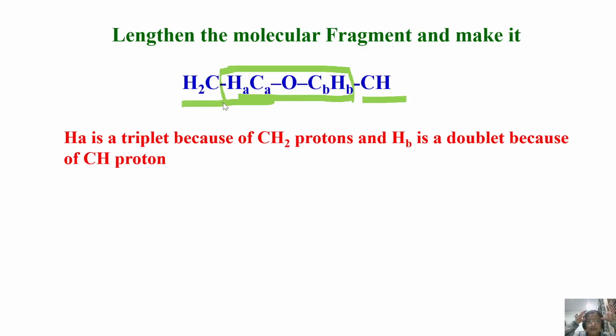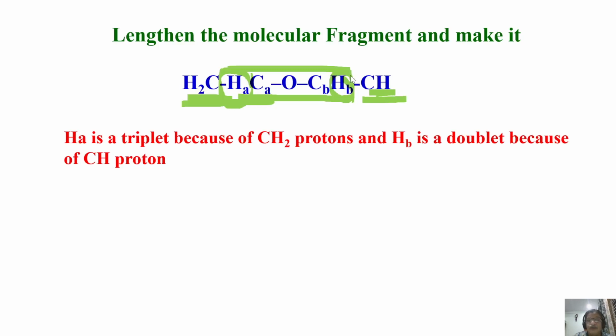Now, let us look at the proton spectrum. What is the proton spectrum? If I look at the proton A, that is a triplet because of its coupling with two equivalent protons. So HA has to be a triplet. What about HB? HB has to be a doublet because of coupling with this CH proton. Of course, there is a CO here and 2 bonds away, and we assume that long range coupling between this proton and this are all not seen.